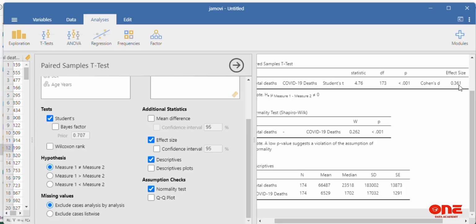That is, between total deaths and COVID-19 deaths, there is a significant difference between them, between the effects. So both have effects on each other. So that is what it means, and that is it for the paired sample t-test.